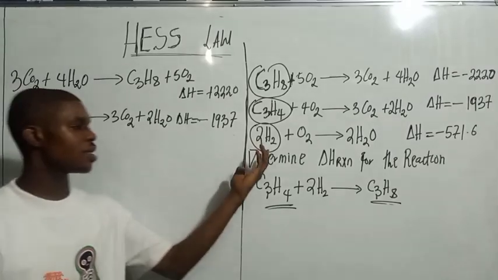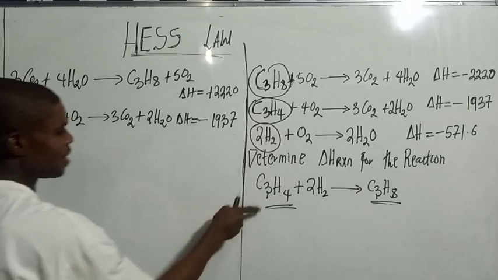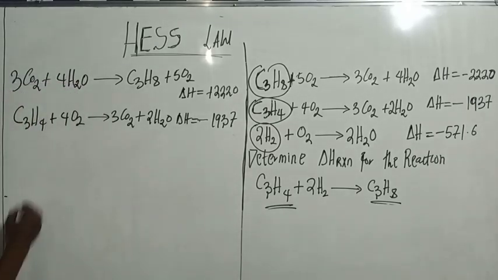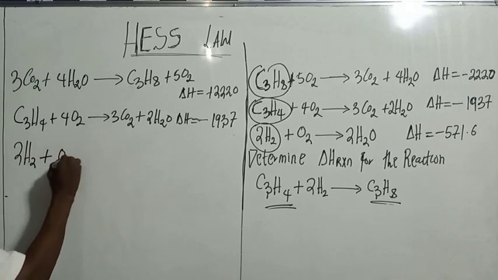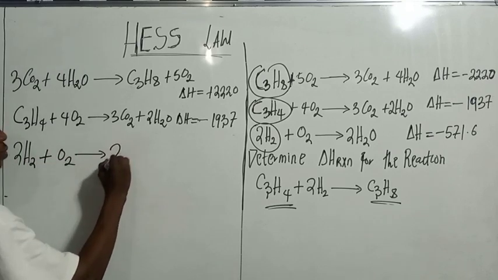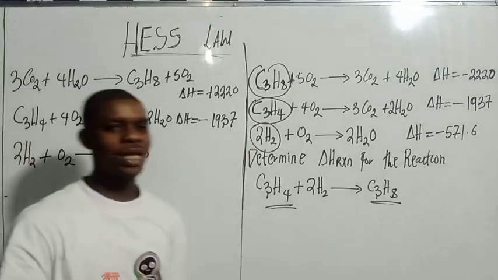The next is hydrogen. Here we have two, so they're on the same side, right? So you just have to write it like that: 2H2 plus O2, giving you 2H2O. We have made the appropriate adjustment now.